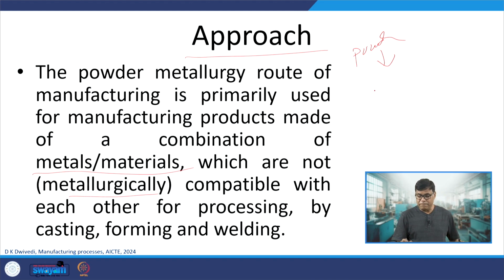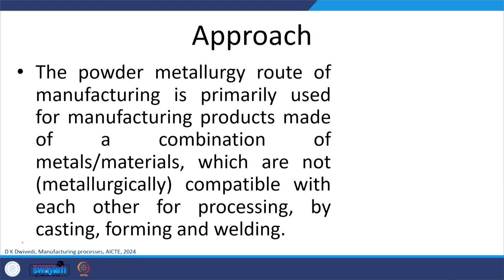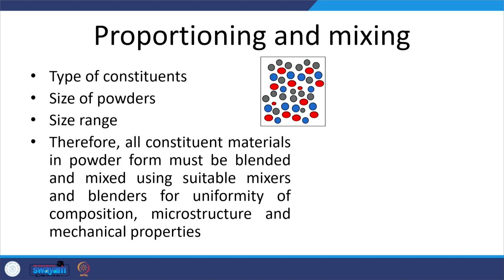Like, we can use tungsten carbide in a matrix of cobalt or nickel, or use graphite in a matrix of copper. So we try to make products using such combinations which are not otherwise metallurgically compatible with each other. Such products cannot be made using other approaches, say casting, forming or welding, because of the metallurgical incompatibility or difficulty in melting, machining or forming. So, we use a powder metallurgy based approach.